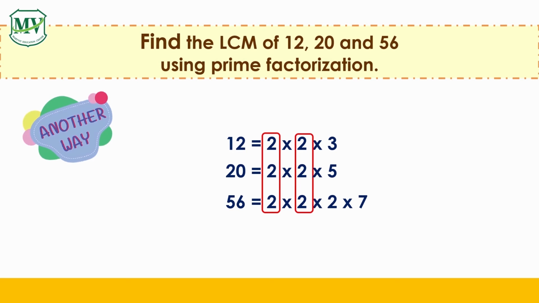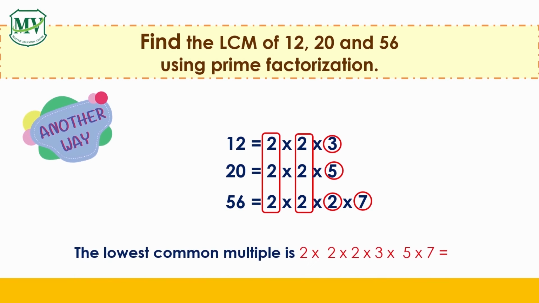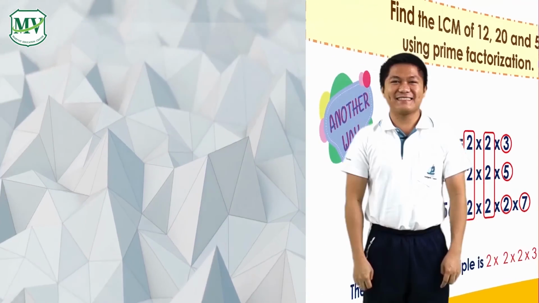What are we supposed to do next? You are very smart. We will multiply the factors to get the LCM. So 2 times 2 times 2 times 3 times 5 times 7 equals 840. Which method is easiest for you?